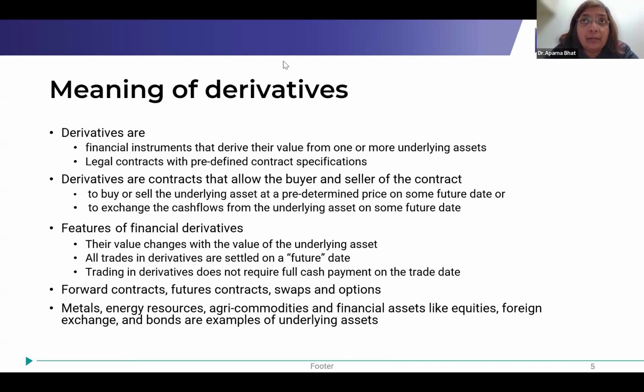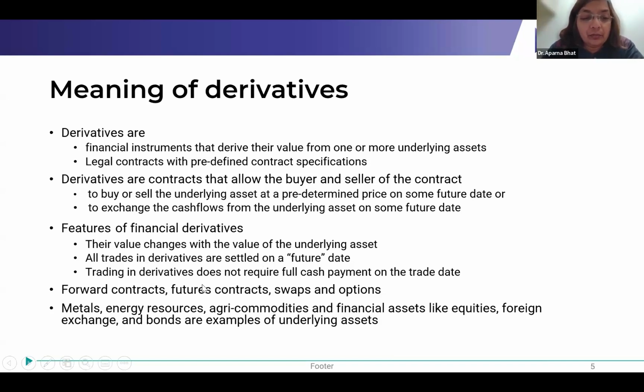Now, when I'm buying a futures contract, what am I doing? I'm not actually buying the shares today. I'm simply entering into an agreement. So I don't have to pay the full price, I don't have to pay 1,20,000 today, because I'm not getting delivery of the shares today. I'll get delivery only 1 month from today. Therefore, whatever derivative contract you enter into today, be it a futures contract or an options contract, you don't have to make the full cash payment on the trade date. So these are the main features of derivatives.